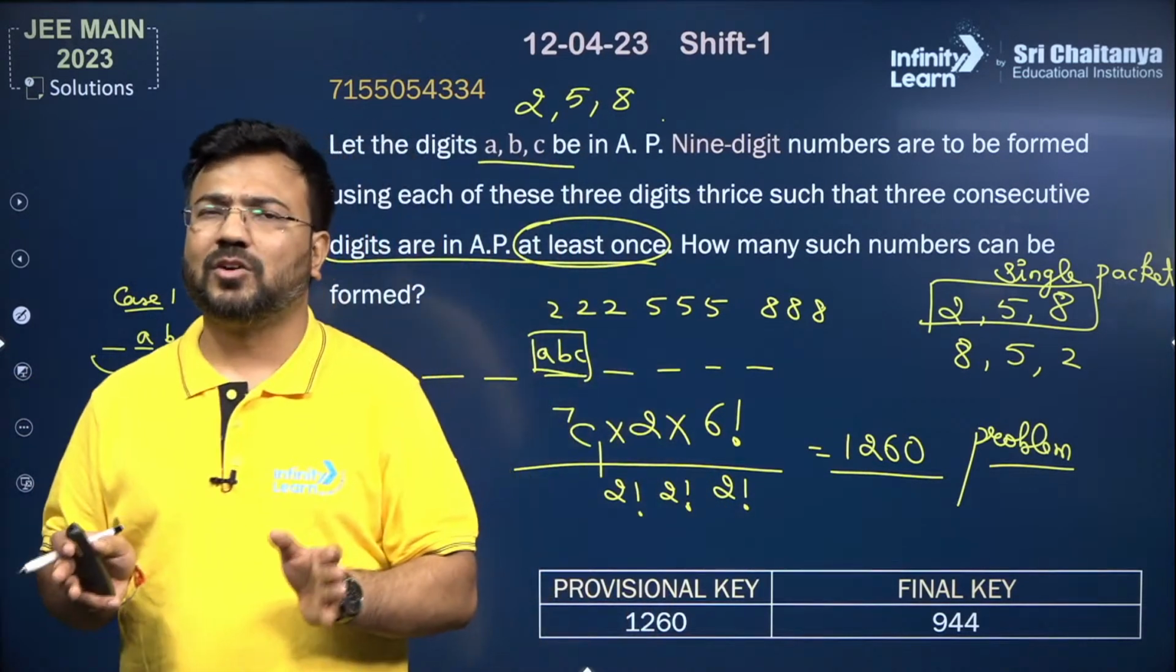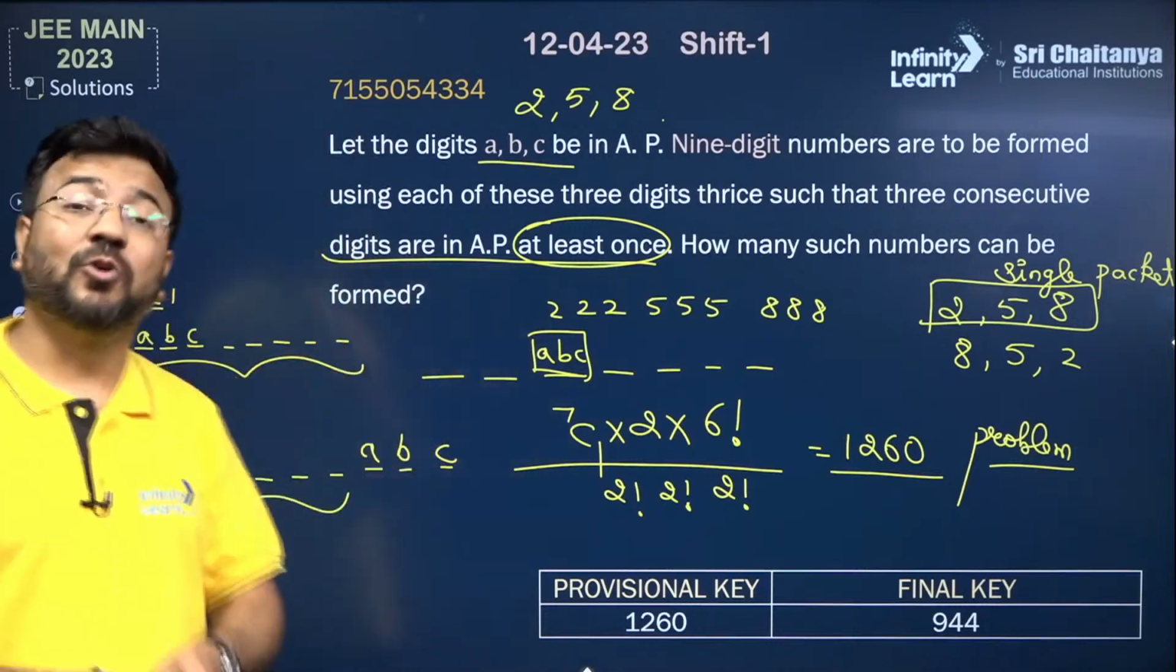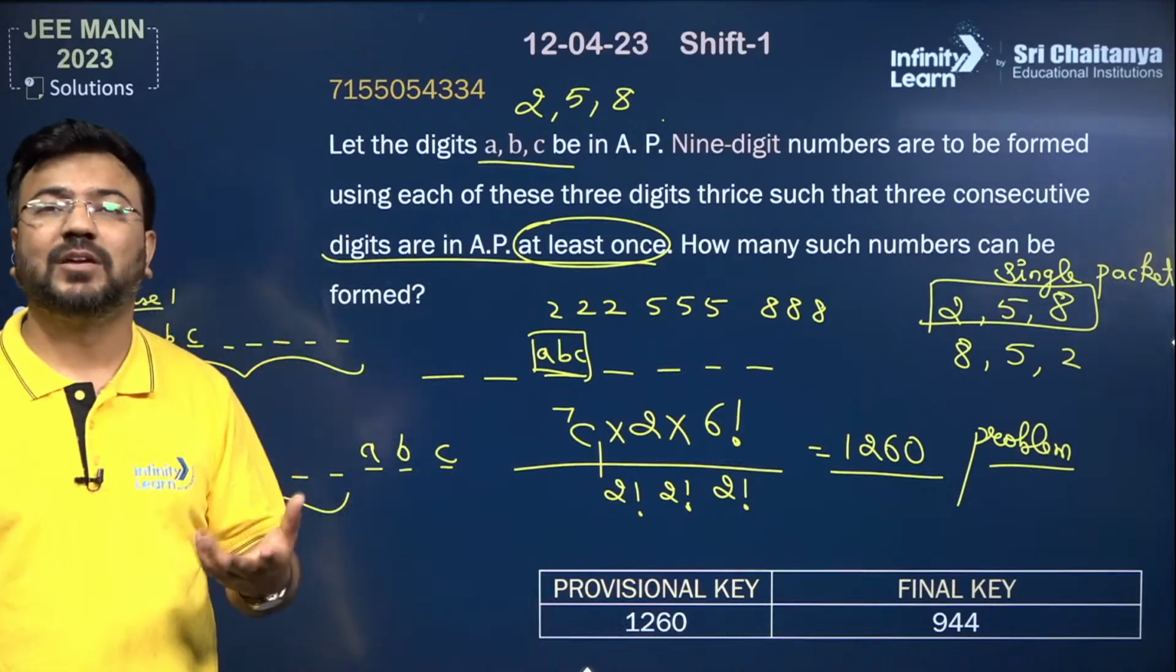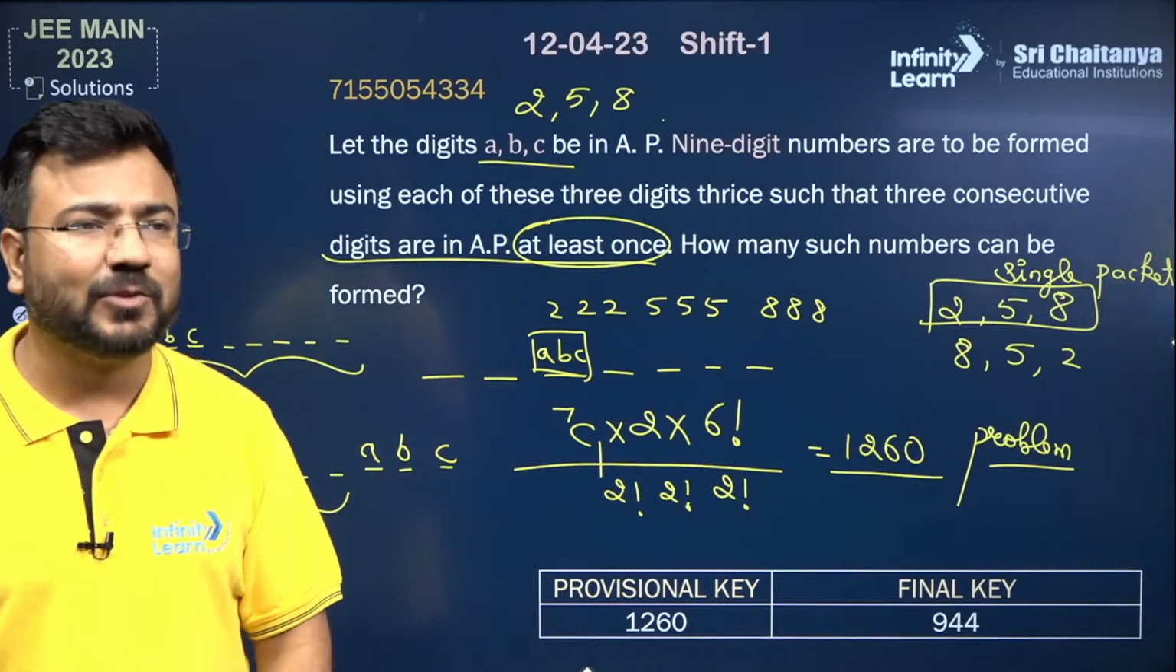I hope you understood the concept that is being applied here, and you also understood the reason why this 1260 will be considered to be a wrong answer. I hope you all are able to understand.